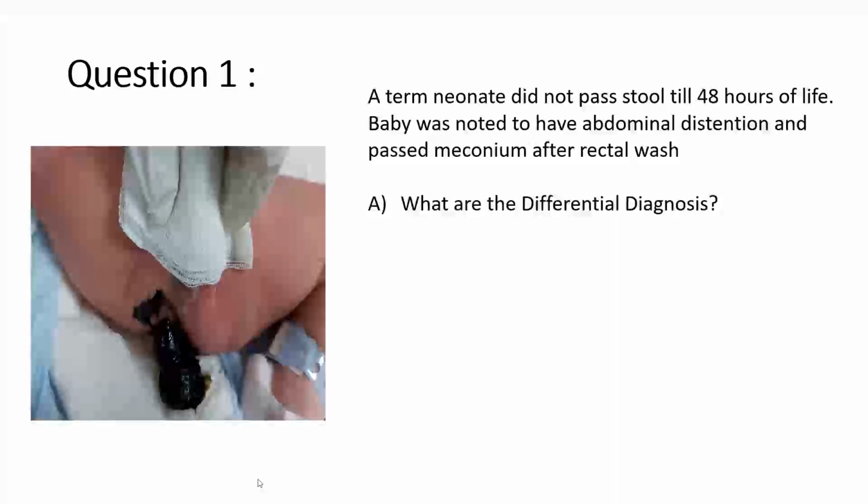No answers yet. Has anybody replied? I can't see. Okay, meconium plug. Yeah. So this is a delayed passage of meconium. So what are the possibilities? It could be a meconium plug. Yeah, somebody has written ileus. Okay, so let's go ahead.